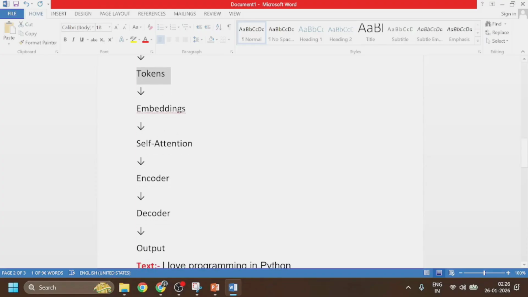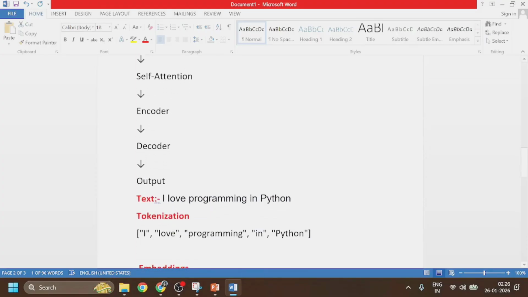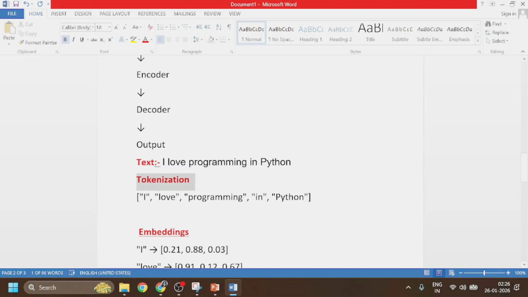So what are tokens? The first stage is tokenization. The sentence is going to be broken into smaller pieces, which are called tokens. Here you can see the sentence broken into smaller pieces: I, love, programming, in, Python. This is called tokenization, and it is the first step.